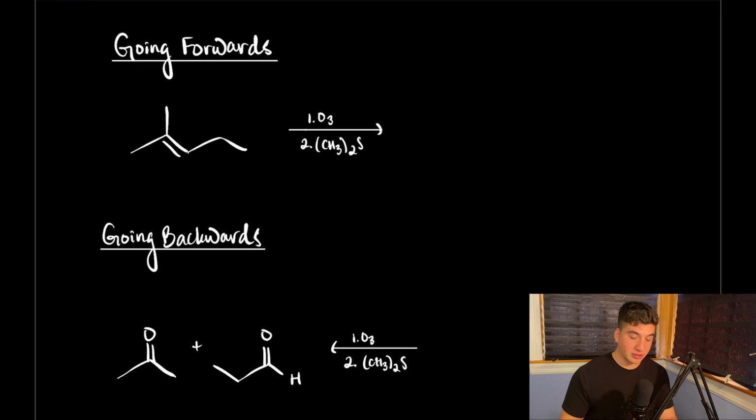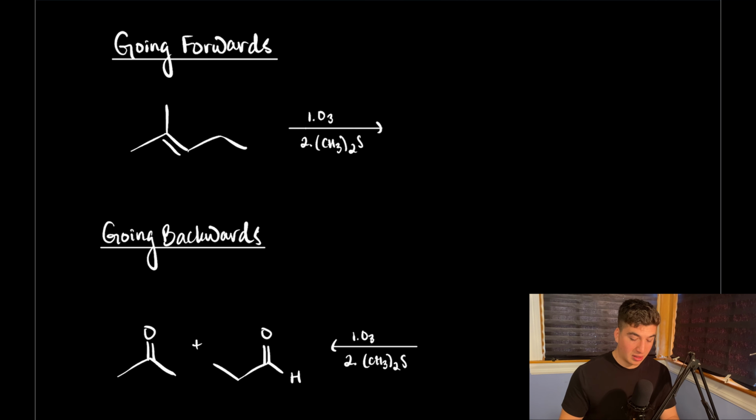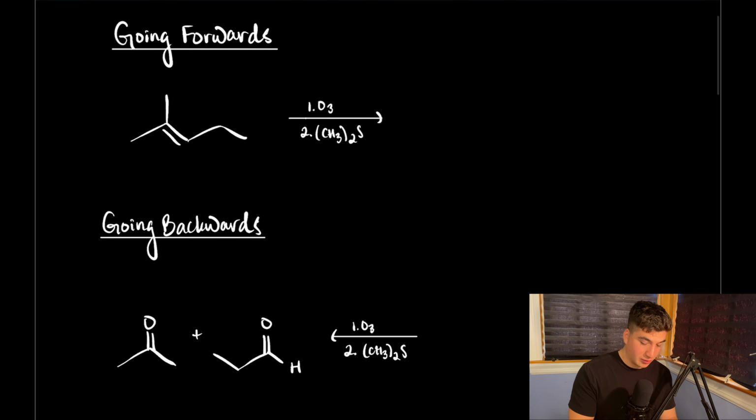So going forwards, you're going to start with a molecule with a double bond on it, maybe two double bonds, but you're going to have at least one double bond somewhere, and you want to identify where that's going to be. And basically the way the trick works is you just cross it out, and we're going to add a double bonded oxygen to both sides. And that's pretty much it.